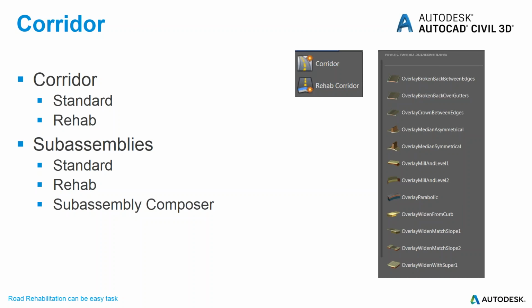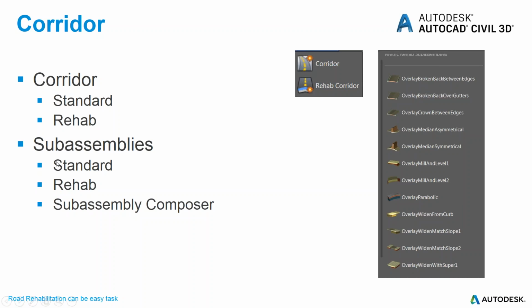And we have two types of corridor. We have standard corridor, or we have a very new one, which is called rehab corridor. And as the name suggests, it is really dedicated for rehabilitation. And then we have to apply subassemblies, or better said, assemblies created from subassemblies.